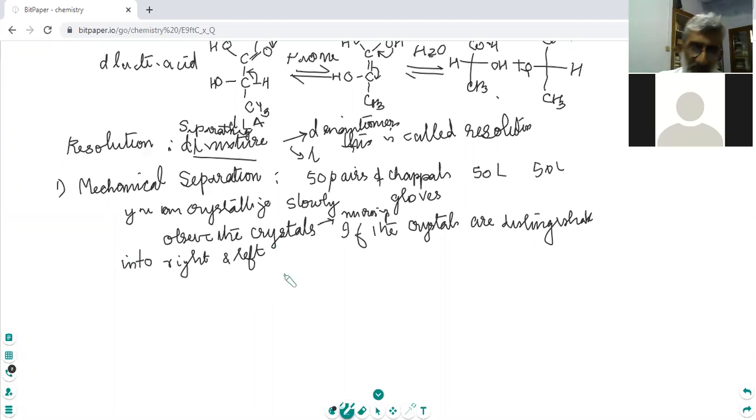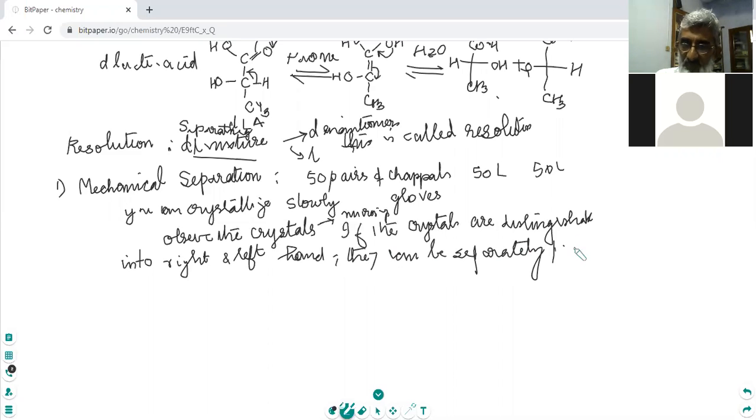Distinguishable into right and left handed, just like a pair of gloves. They can be picked, separated, separately picked up. So this is really the mechanical separation.